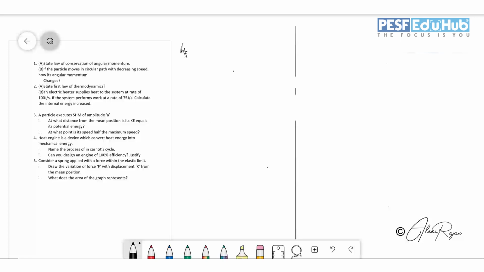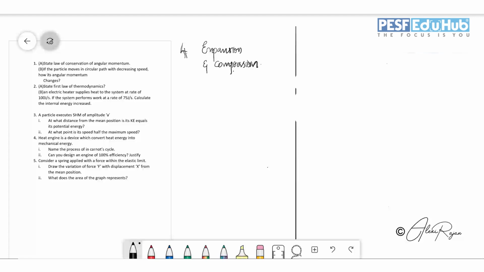Name the process in Carnot cycle. And the second sub question, can you design an engine of 100% efficiency? Justify. So here in the case of a Carnot cycle, 4 main processes are taking place there, and mainly 2, that is expansion and compression. But if in your exam, if you write these things, you will not get the marks.